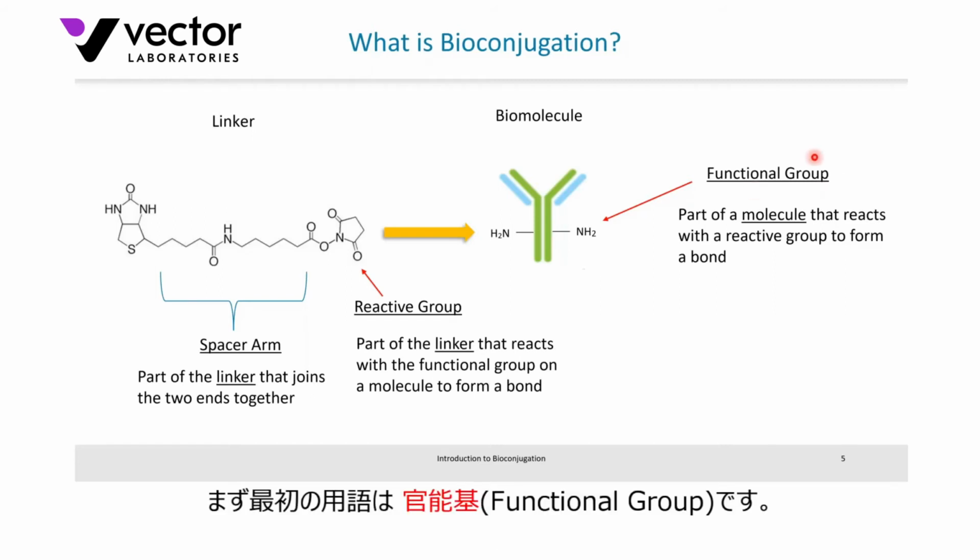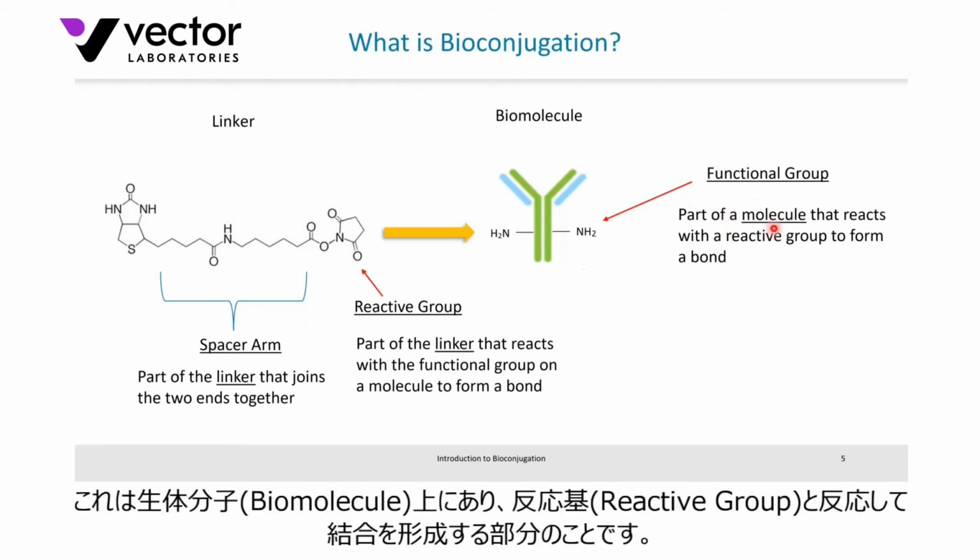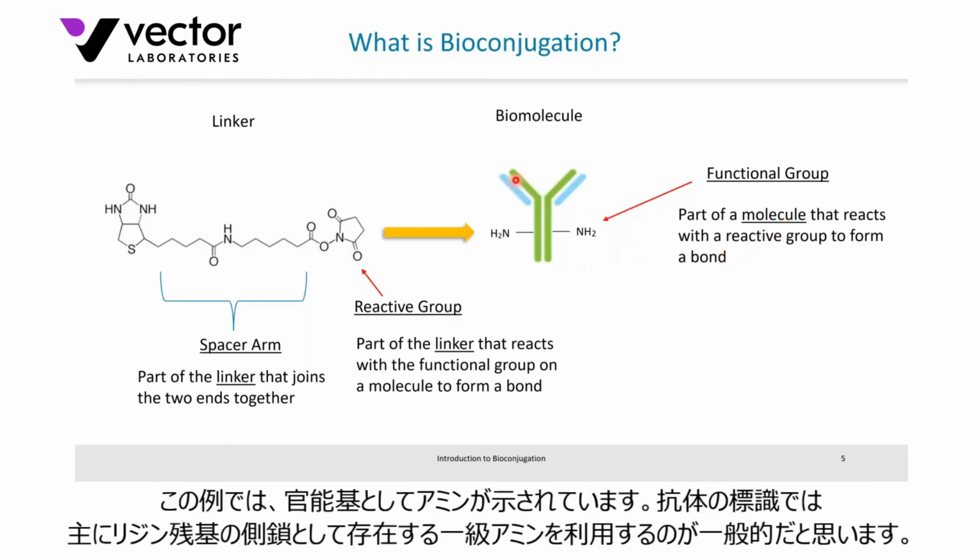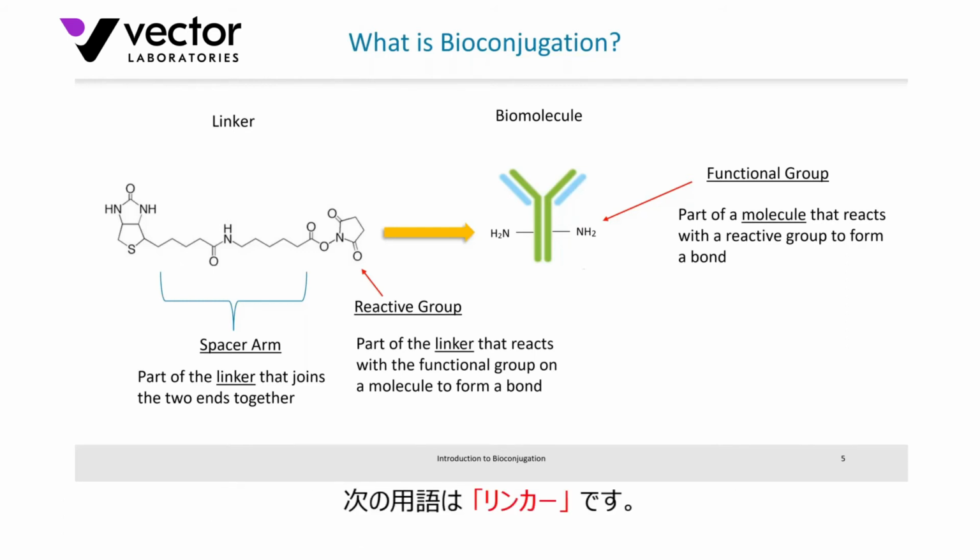And one of them is a functional group. And this is part of a molecule that reacts with the reactive group to form a bond. And the example I've got here again is our antibody. And we've got an amine group here. And usually on antibodies, the idea is to target primary amine groups. There's a lot of them usually through lysines that are present. And it's very easy to use this functional group to then attach other molecules, or linkers, I should say, to the antibody. And I've got an example over here.